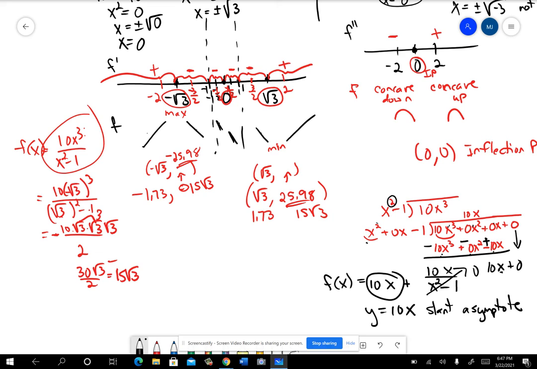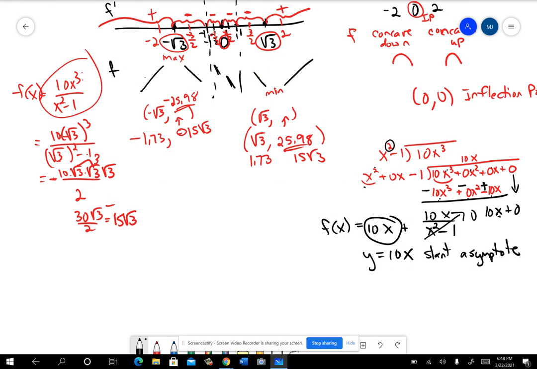At y equals 10x. Okay, so this one was kind of interesting. It had like all the things that could happen to you. So we're doing some hard examples, but maybe what you're faced with won't be so bad. Okay, so as x approaches positive or negative infinity, f of x is going to approach positive or negative infinity. It's going to be approaching that slant asymptote.